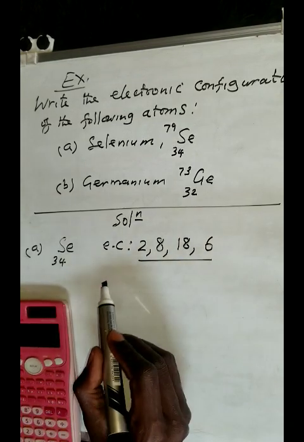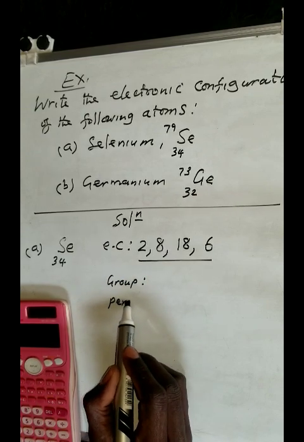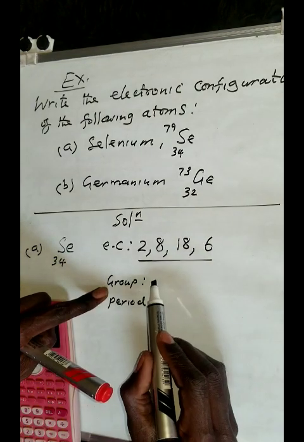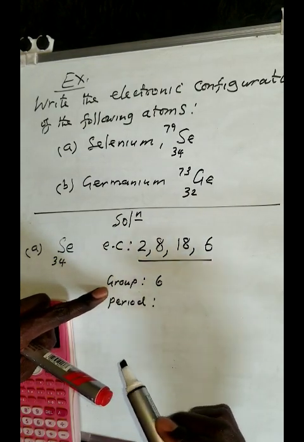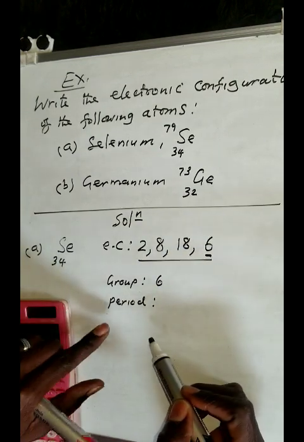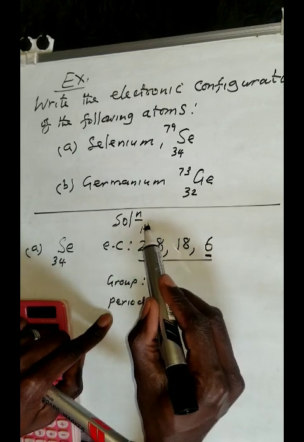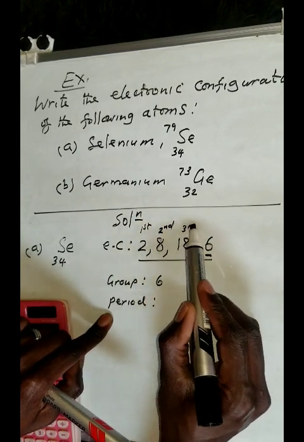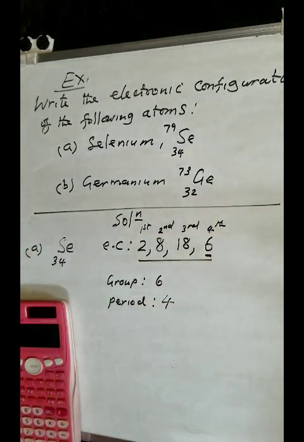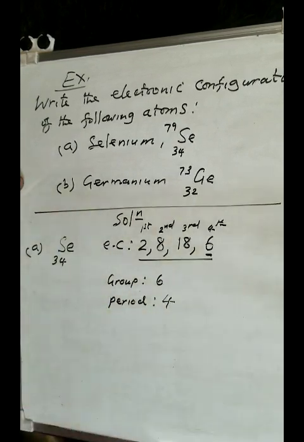And if I was to ask you, in which group of the periodic table does selenium belong, and which period does it belong to? For the group, you look at the number of electrons in the outermost shell. It is simply 6. It is found in group 6 because it has 6 electrons in the outermost shell. And the period, how many shells have been filled with electrons? 1, 2. This is the first shell, mind you. This is the second shell. This is the third shell. And this is the fourth shell. So there are 4 shells that have been filled with electrons. Therefore, it is found in period 4.